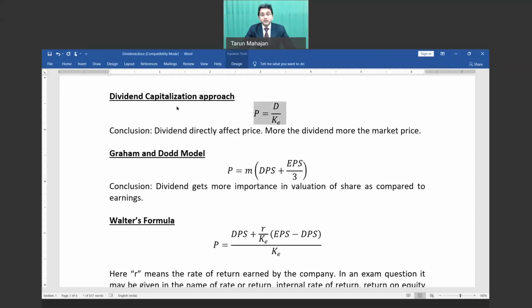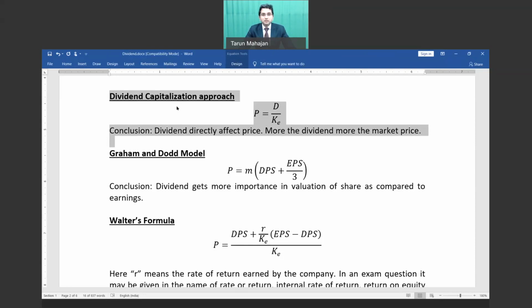Definitely. If dividend increases, price increases. If dividend reduces, price reduces. So this is how it is going to happen. It's very simple. As per the dividend capitalization approach, market price is dependent on dividend and therefore dividend is relevant. Higher the amount of dividend, higher the market price. Look at this formula. If dividend is doubled, then market price is also doubled. If dividend is made half, then market price will also become half.